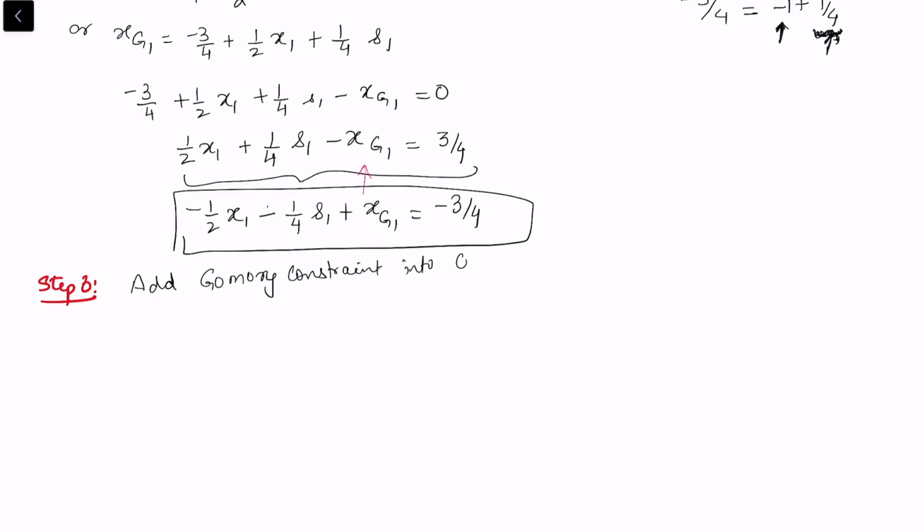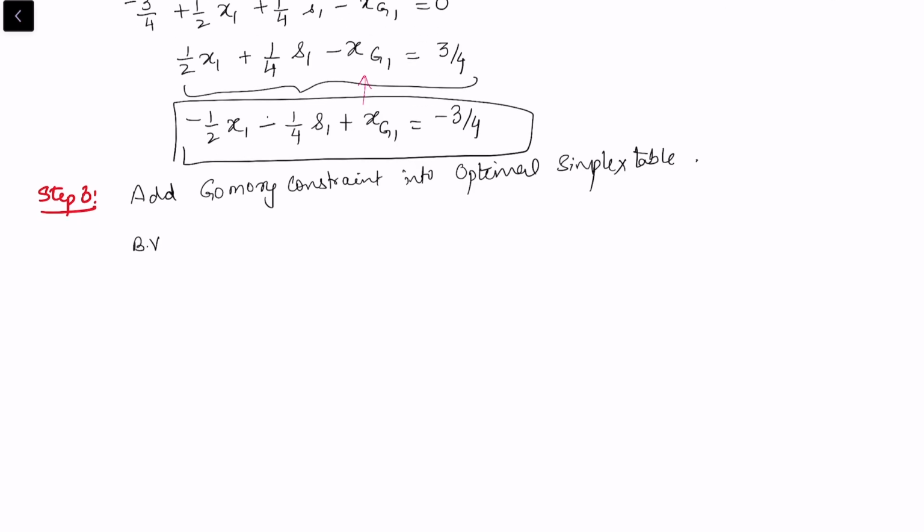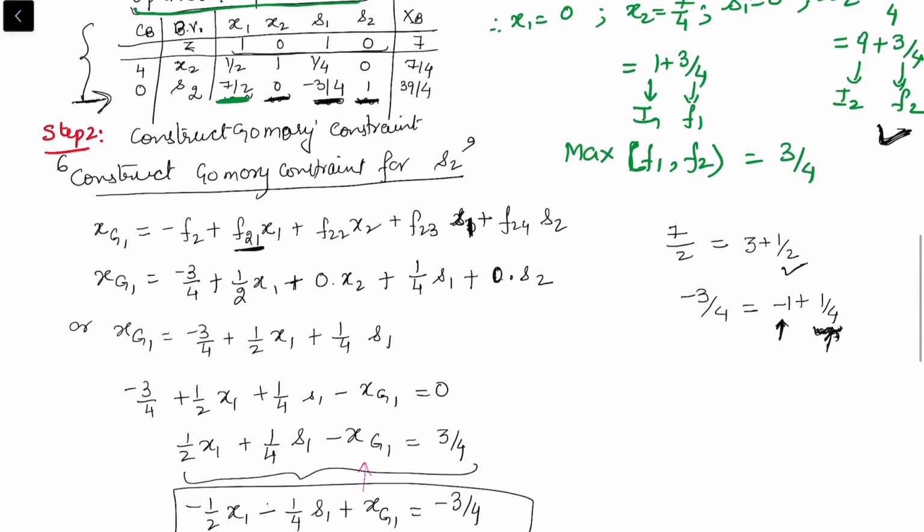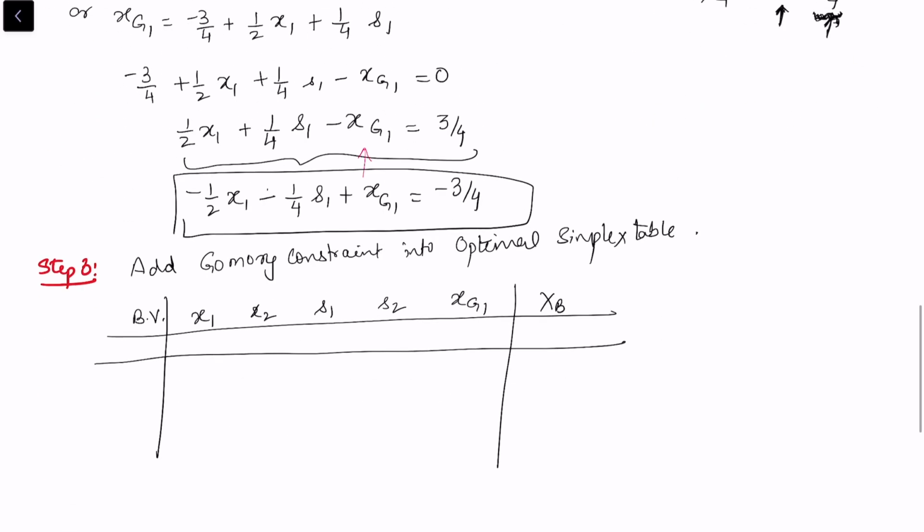into optimal simplex table. So when I add this into the optimal simplex table, one row will increase and one column will also increase. So for the addition, we will have the basic variables. We will have x1, we have taken x1, x2, and then we have s1, s2 and xg1. So this will increase, and this is the solution part. In the decision variable, we can see that we already have x2, s2 in the simplex table. So we will have here x2, s2 and we will have xg1. Now we can read first the values from here. This is minus half, this is 0, this is minus 1 by 4, this is 0, this is 1 and minus 3 by 4. And keep the remaining entries from the previous tables.